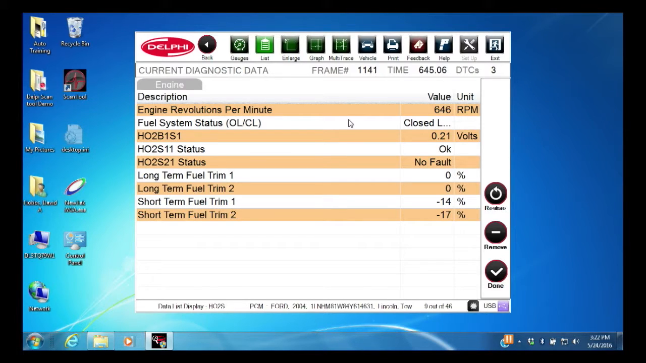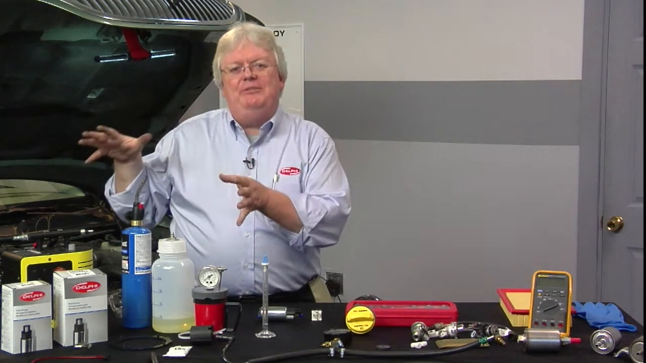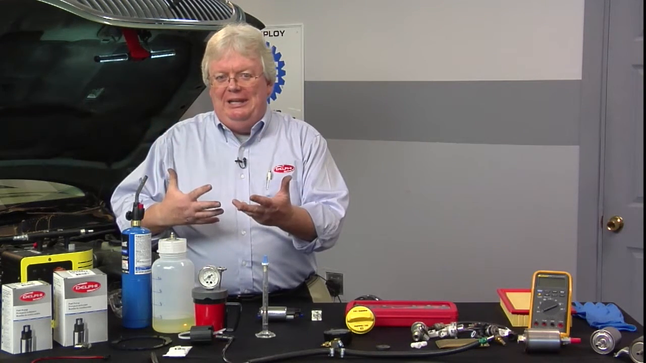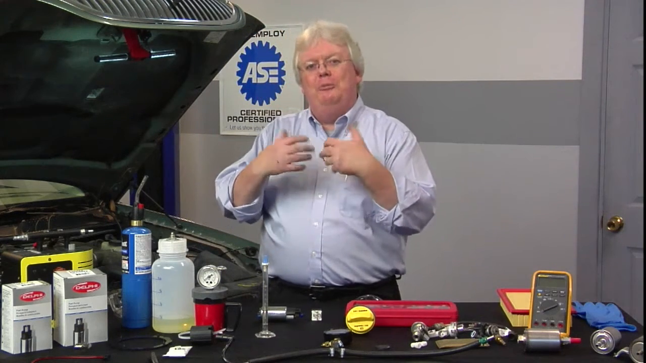If they respond and the trims seem to straighten out, we truly did have a rich mixture. So you do the opposite. You use the propane. If you see lean, fatten it up, see if the O2 sensors respond, then you know it's really lean and it's not an O2 sensor that's unresponsive.